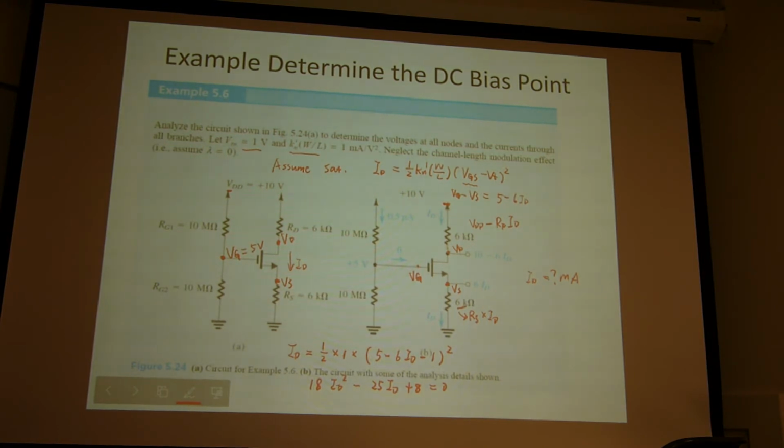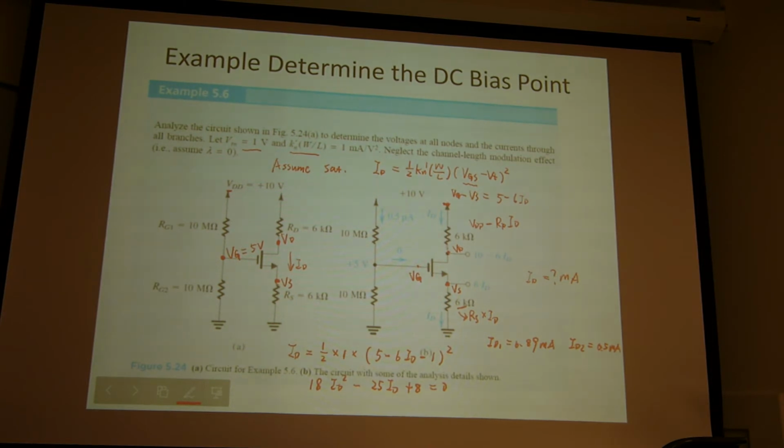I think this is like middle school math. So let's do that. You have two solutions, right? This is the second order equation, so you have two solutions. One is ID1 is 0.89 milliamp, and ID2 is 0.5 milliamp. So here is weird, right? You have two solutions, two currents.